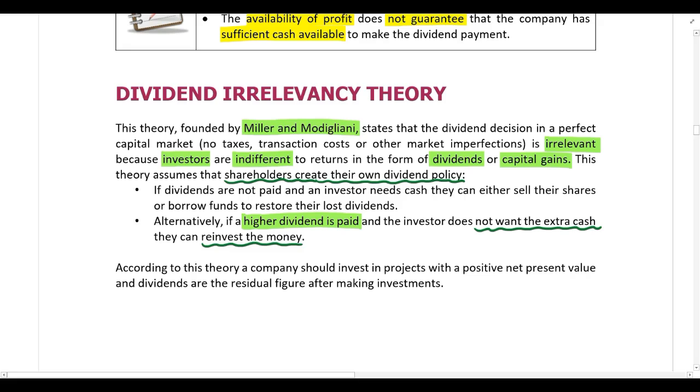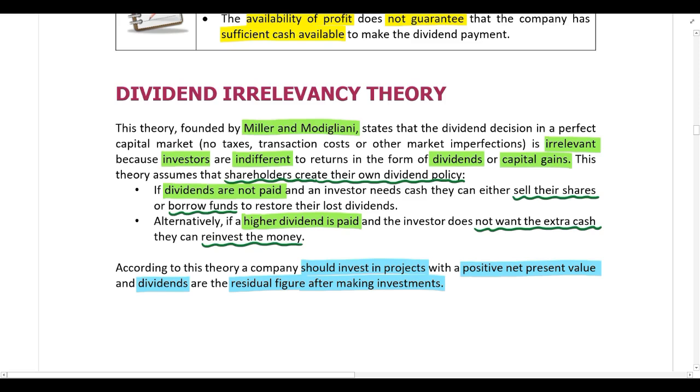On the other hand, if the company does not pay a dividend and the shareholder needs that cash, they can either sell their shares or they can borrow funds to restore their lost dividends. So according to this theory, shareholders are indifferent. They don't care what dividend policy a company has because they can create their own dividend policy depending on their own personal requirements. So guys, if the dividend policy is irrelevant, in terms of this theory, what a company should do is they should always invest in projects that have a positive net present value, and then any money that's left over after investing, that residual figure can be paid out as a dividend.